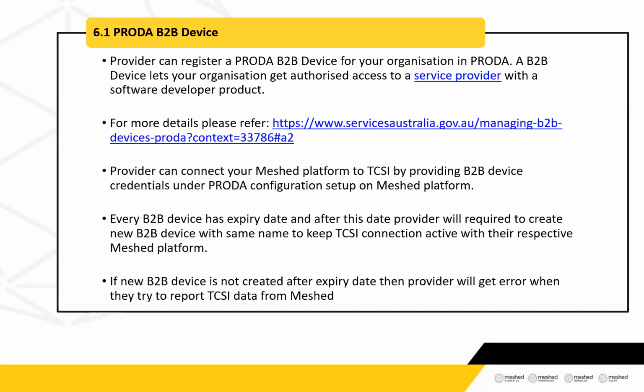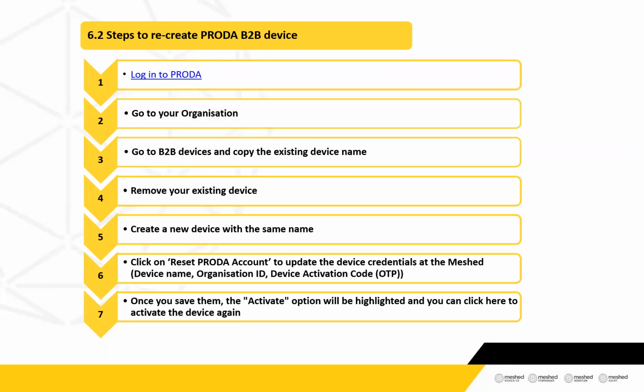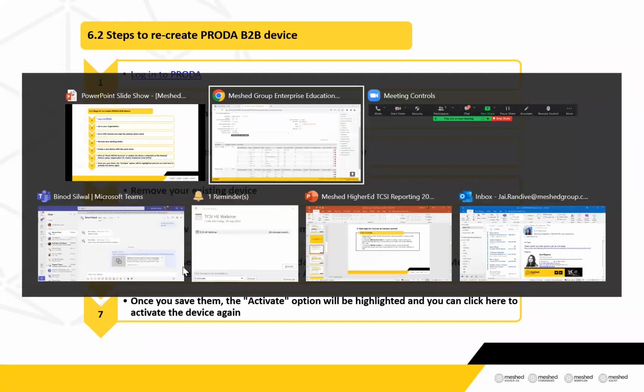So for recreating the B2B device, there are a few steps. First, go to your PRODA account, go to your organization, then go to your B2B devices and copy the existing name of that device. Remove that existing device, recreate a new one with the same name, and then enter those new credentials of that device in your Mesh platform, and then click activate, and you can activate it from the Mesh platform. So let me show you from the system.